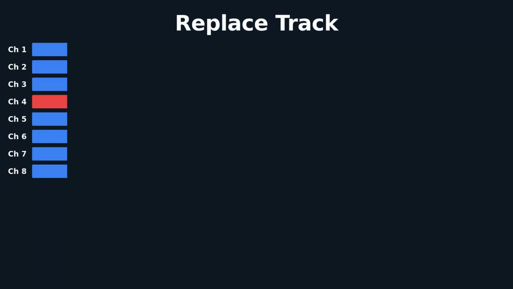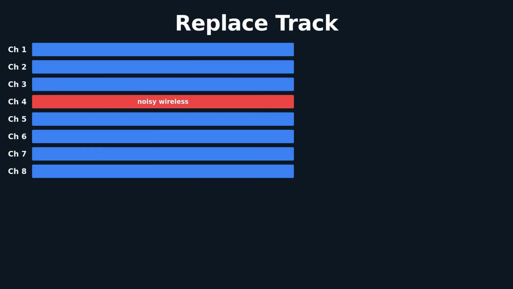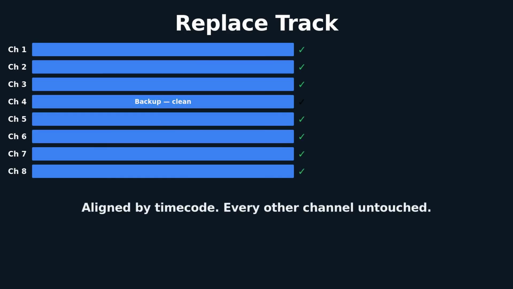Replace track. You have a primary polywave where one channel is bad, noisy wireless, a dropout, a rubbing lav, and the backup recorder captured that same source cleanly. Instead of trimming a new file, Wave Copilot replaces the bad channel inside the primary polywave with the clean audio from the backup, aligned by timecode. Every other channel stays untouched.